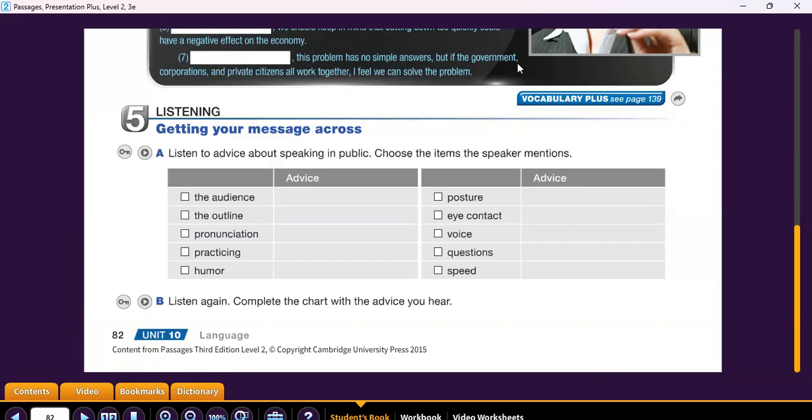But you have to try to look at the audience. Yeah, that's important too, to look at different people. The eye contact moving around, right? Looking at different people at one time.